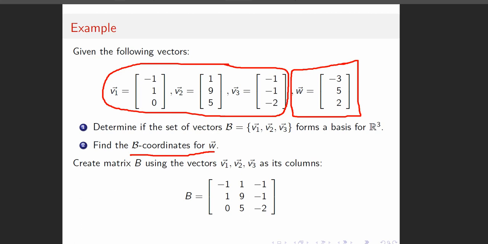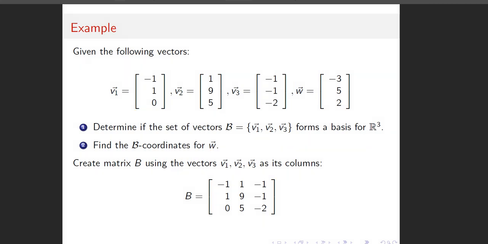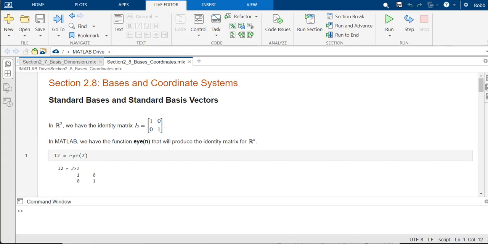All right. So we're going to create this matrix B, which just has the vectors v sub 1, v sub 2, and v sub 3 as its columns. So let's get rid of the ink and jump to MATLAB.